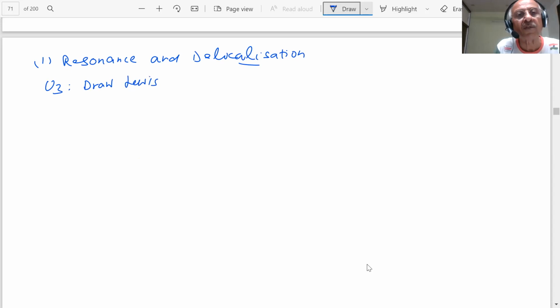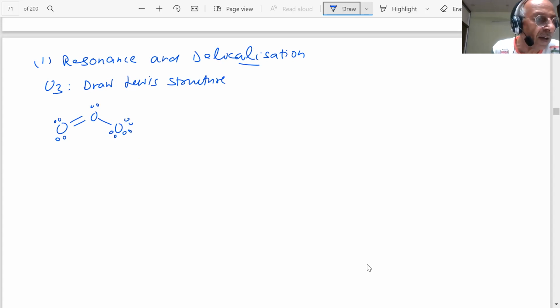You have drawn the Lewis structure of ozone. How was it there? O, O, O. And how many electrons? 2, 4, 6. There were 2 electrons here, 4 electrons here, 6 electrons here. But student, this will show that one of the oxygen bonds is a double bond and one is a single bond. According to this structure, one O bond is double and one O bond is single.